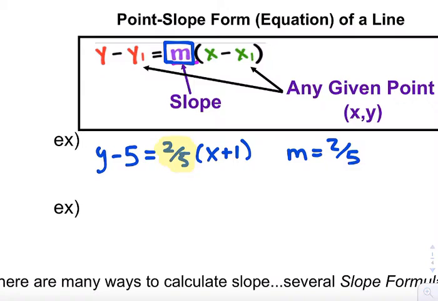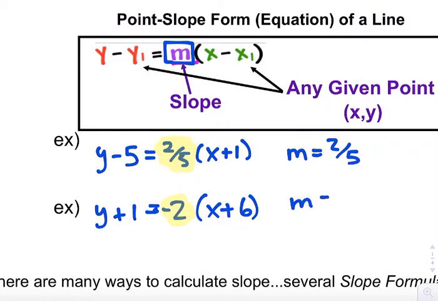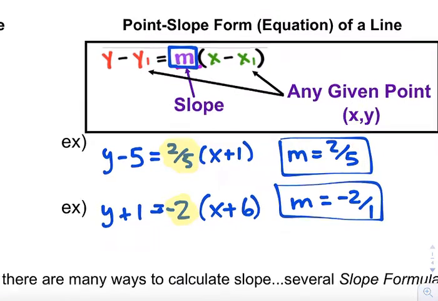Okay? Again, another example is say we have y plus 1 equals, let's say make it a negative 2, x plus 6. Okay? Again, just knowing where to look, the number in front of that parentheses will tell us our slope, in this case is going to be negative 2. Or if we want to do it so it's a little more useful for us, negative 2 over 1. So that's the way we can tell what our slopes are going to be.